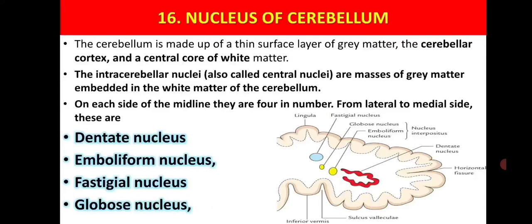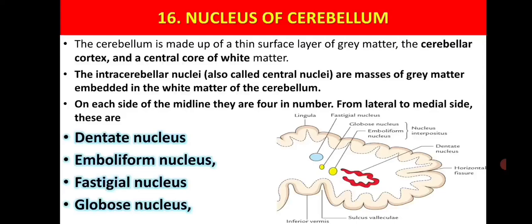So the next question is about the nuclei of the cerebellum. The cerebellum is also known as the little brain, and it is made of an outer thin layer of gray matter known as the cerebellar cortex and a center core of white matter.